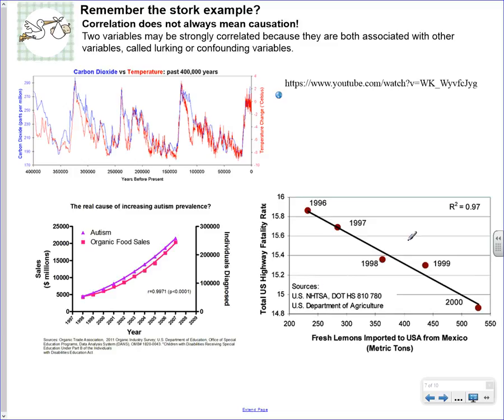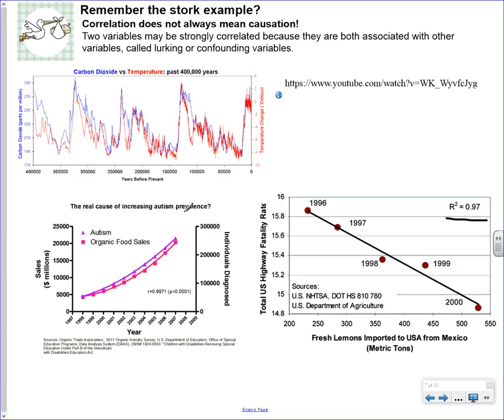So, for example, this graph here, we're looking at fresh lemons imported to USA from Mexico, so fruit imported from Mexico, and then total US highway fatality rate. And so the more lemons we import, the lower our fatality rate is. Now, does that mean that we should import more lemons because that's going to decrease our highway fatality rate? No, of course not, right? Now, they might be correlated for whatever reason. They have a very high R value, but that doesn't mean that one thing caused the other, right?